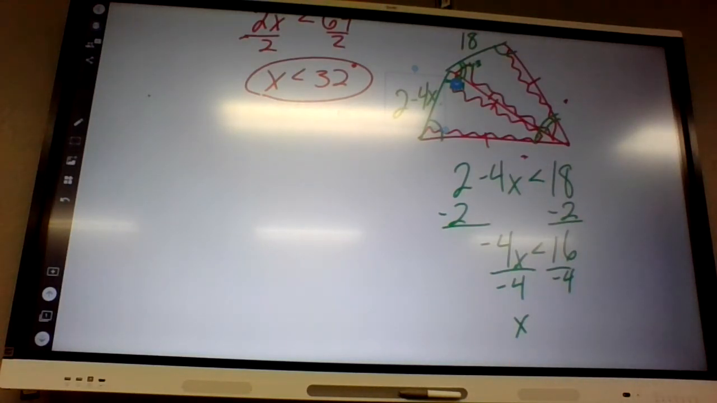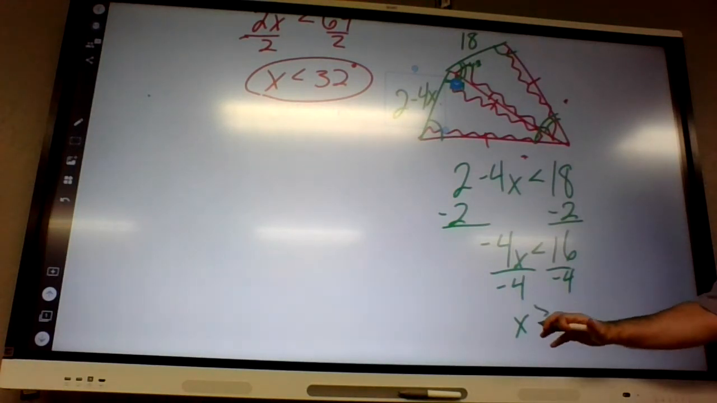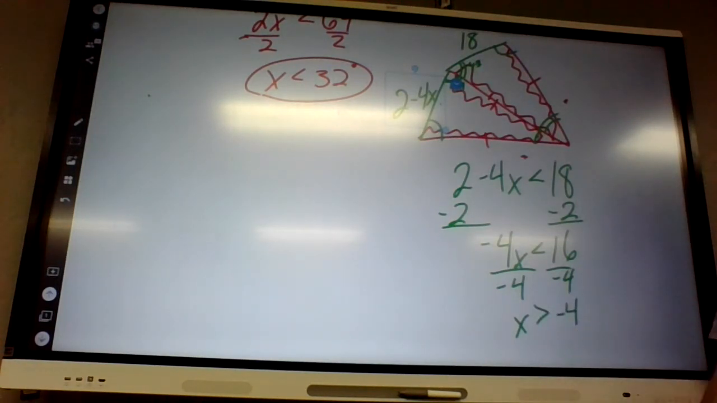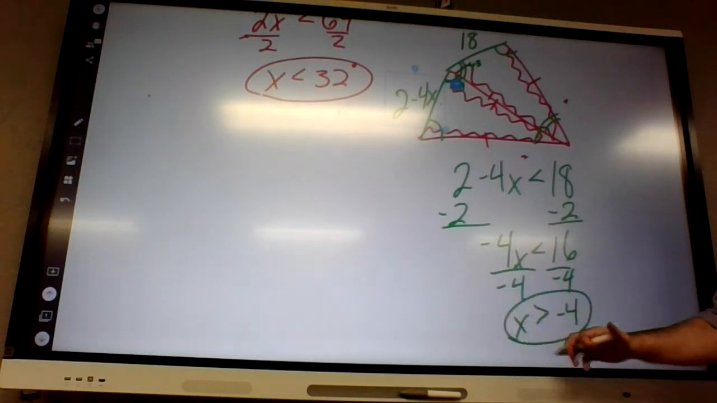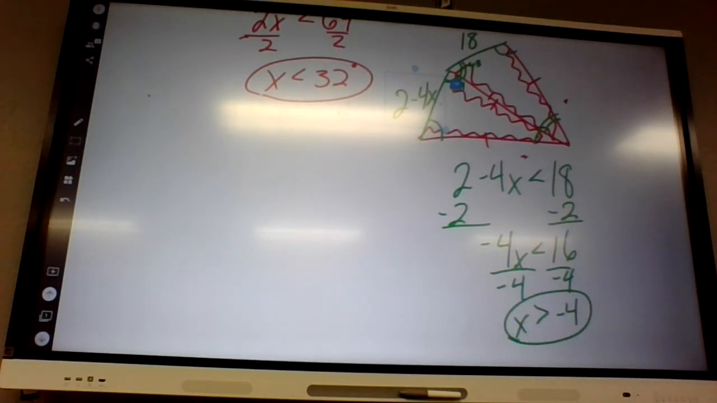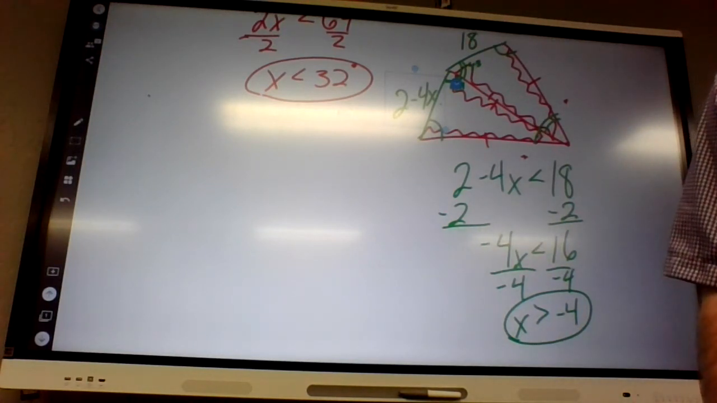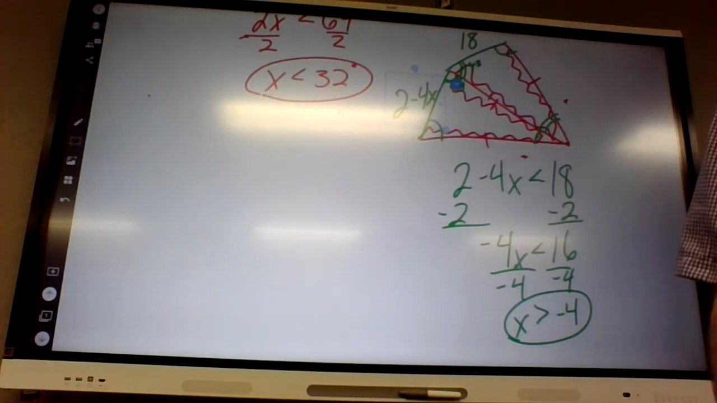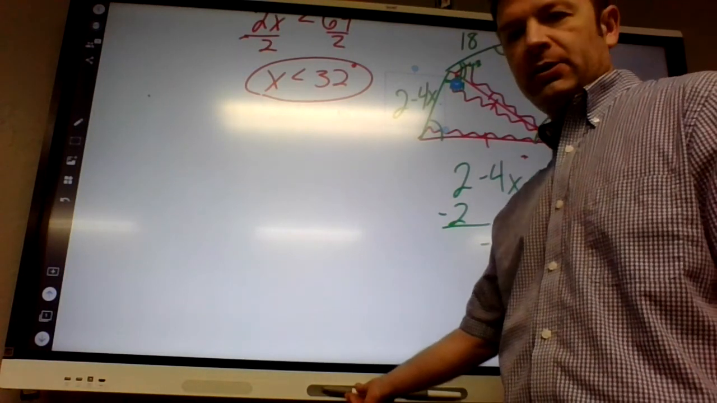What happens on inequalities when you divide by a negative? All right, that's all she wrote.